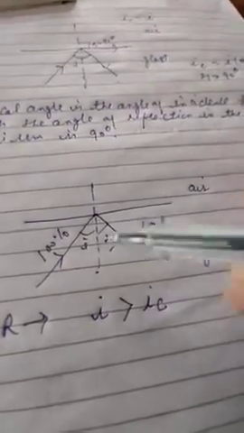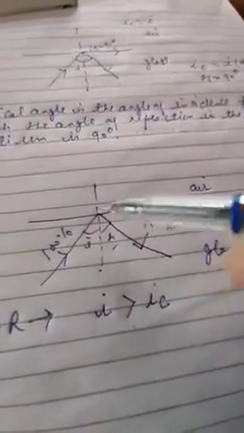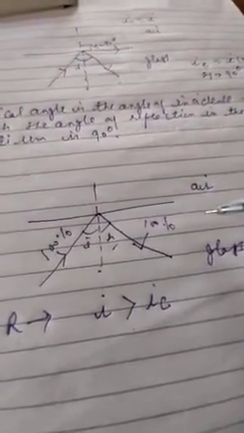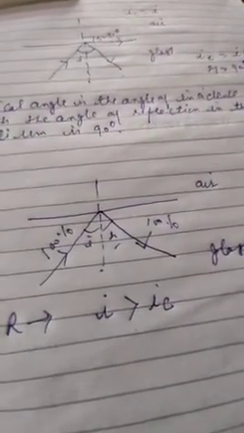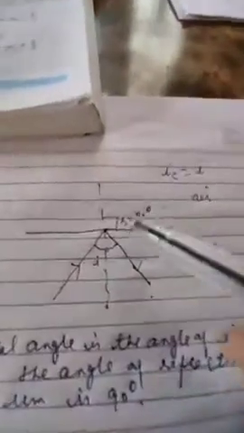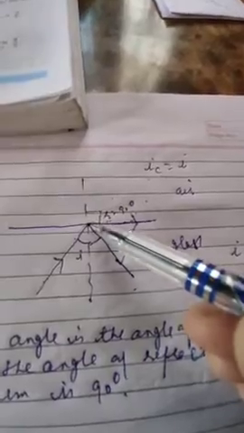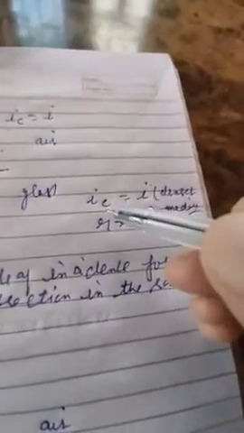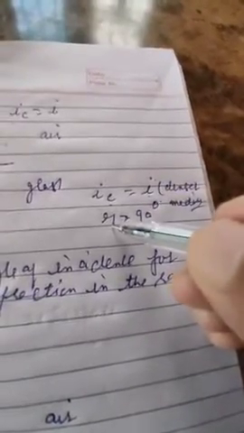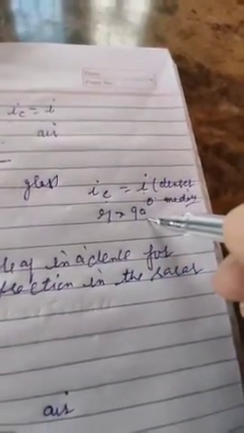Once again, students, how can you define total internal reflection? Total internal reflection only takes place in the optically denser medium when the angle of incidence in the optically denser medium is greater than the critical angle. So this is total internal reflection. Once again, critical angle is the angle for which the angle of refraction is 90 degrees. Here I am writing: critical angle is equal to the angle of incidence in the denser medium for which the angle of refraction is 90 degrees.